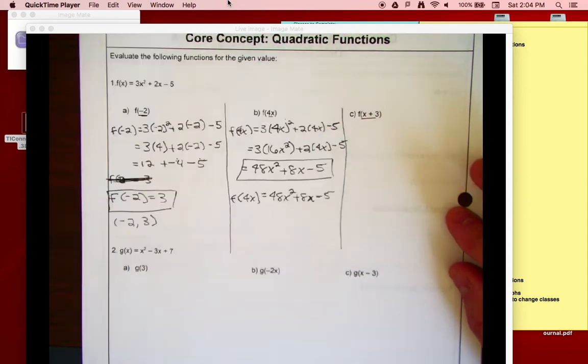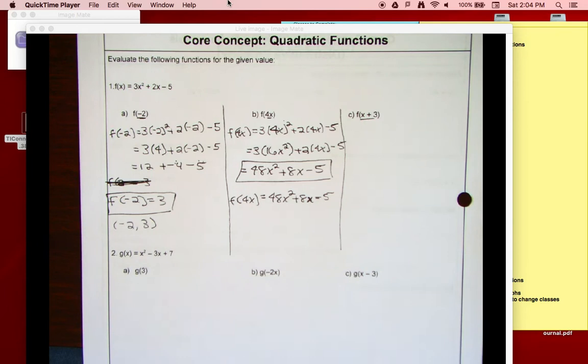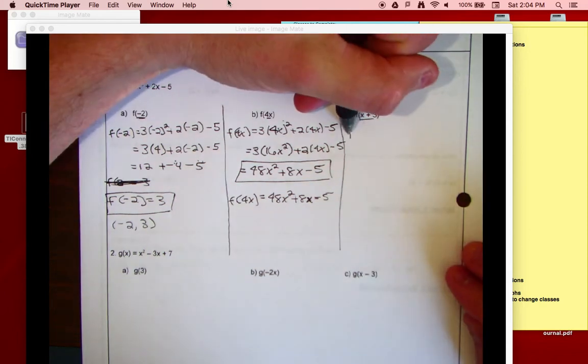All right, last one. This last one is where we substitute an expression in for x. The first step is going to be very much the same. The second step is going to be very much the same, but there's some nuances to that second step because we have an expression. So let's take care of the first step.